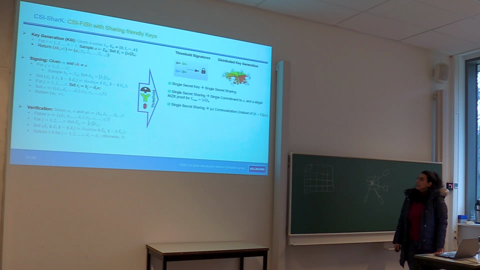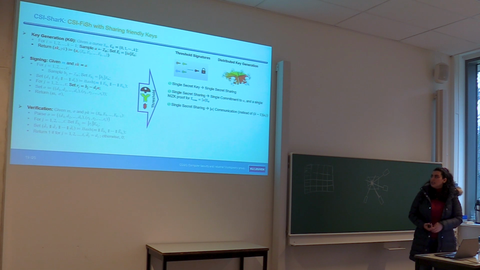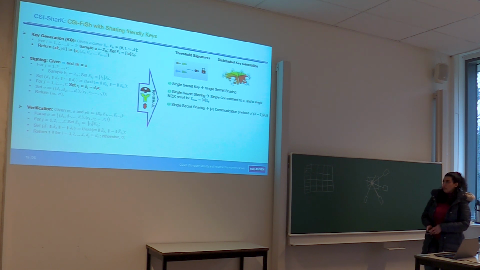And then we do not have k-1 communication, because when you are sharing the secrets, you need to send them to the parties, and then they need to communicate with each other. But here, since we have just one single secret, there is very little communication.